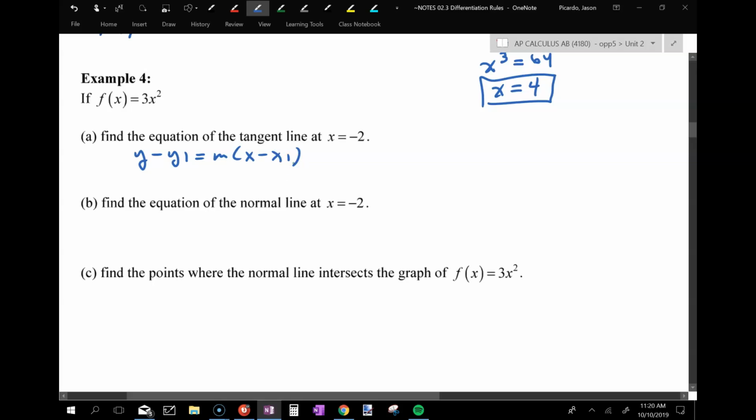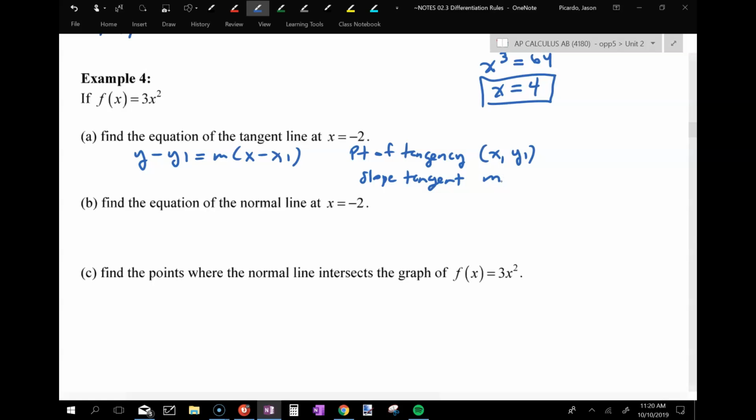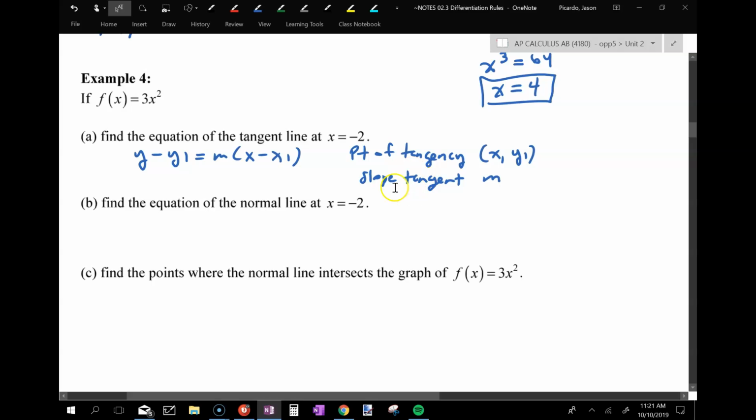What do I need to plug into this? I need to plug in the point of tangency as my x1, y1, and the slope of my tangent as my m. Point of tangency is going to be what? The point on the curve that the tangent line goes through, right? So do I know what that point is right now? Oh, I know a part of it. I know that the x value of that is what? -2, right?